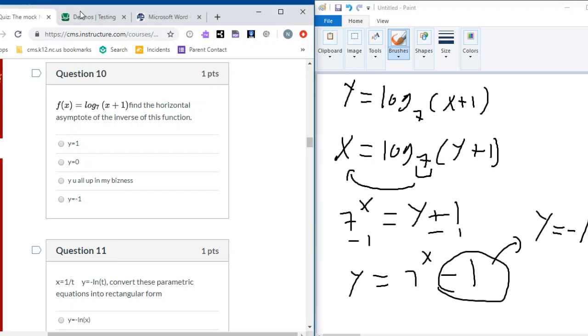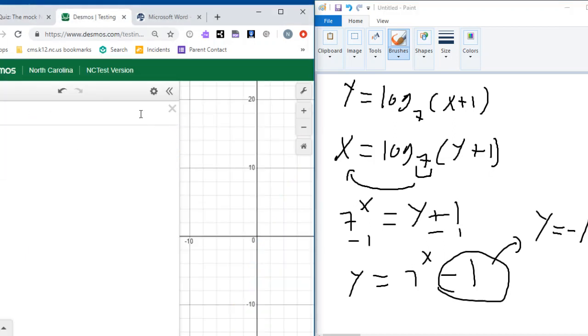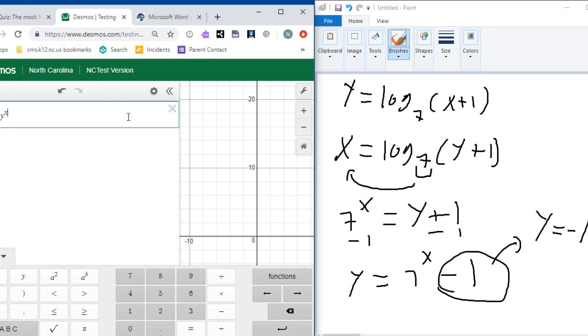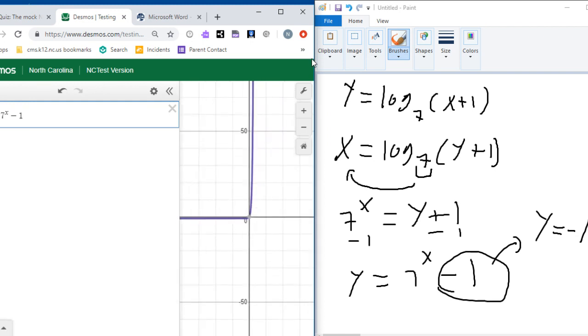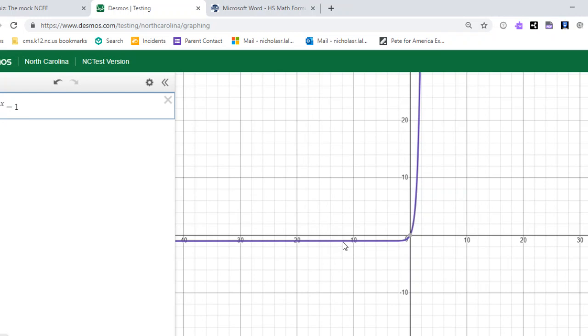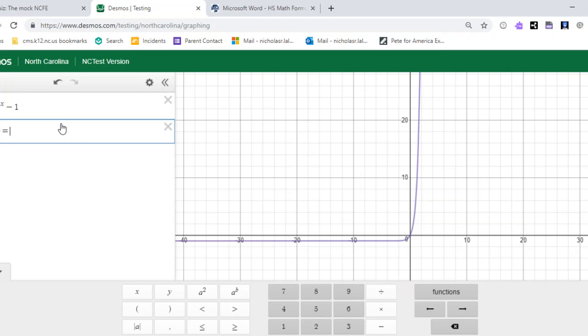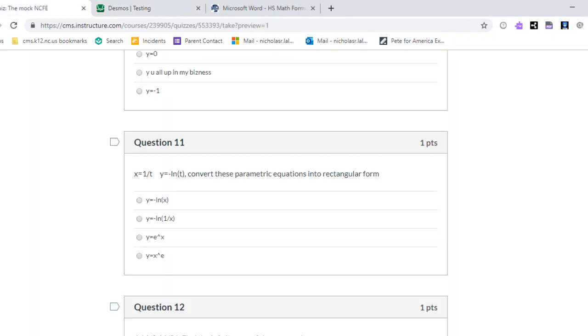But if I don't know that, I can go into Desmos, just type in 7 to the x minus 1, and hopefully I can just see on Desmos that my horizontal asymptote is at y equals -1. Hopefully you can just kind of see that. But regardless, the answer is y equals -1.